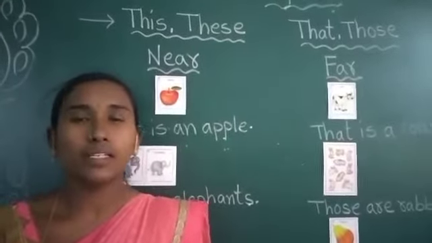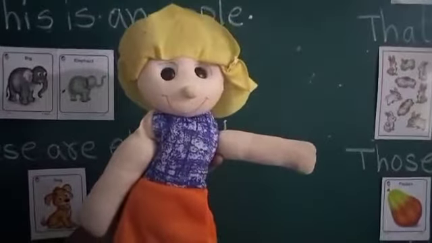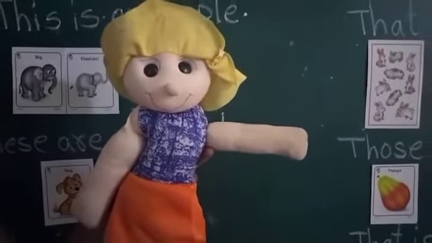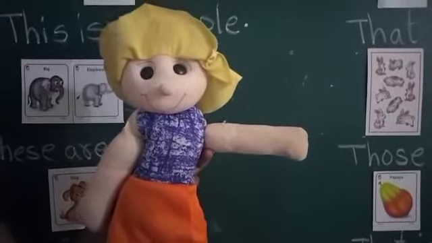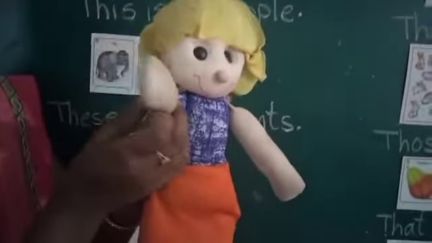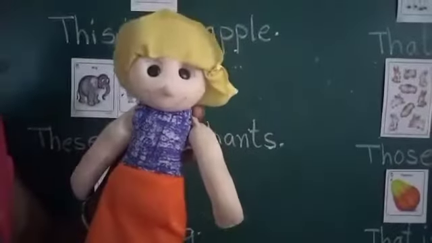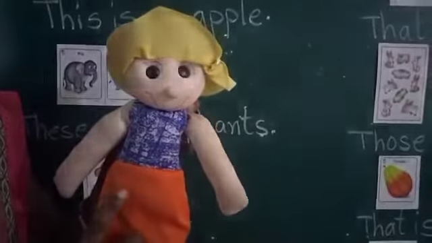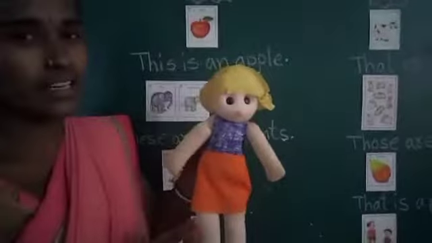Okay. Here, what is this, children? Very good. It is Dolly. Now, Dolly is introducing this, these, that, those. Okay, children? Tell hi to everyone, Dolly. Hi. Now, are you ready, Dolly? See children, Dolly is ready. You are ready, children? Yes, let us start class.